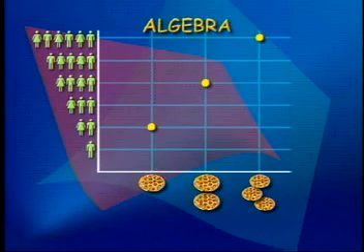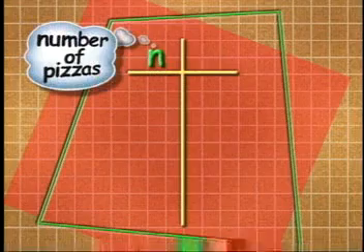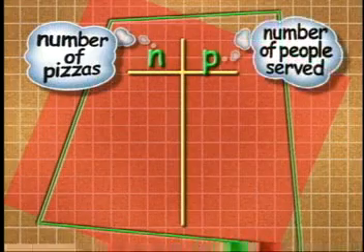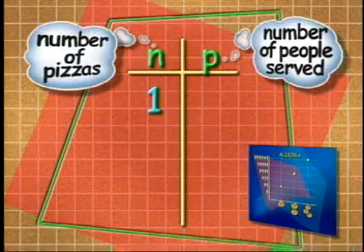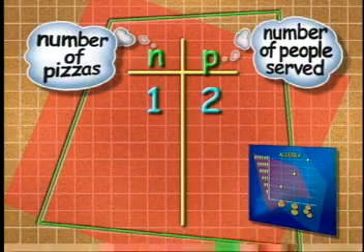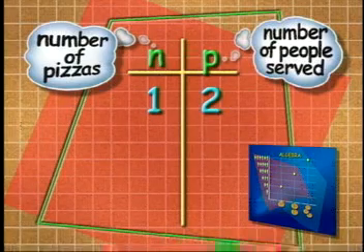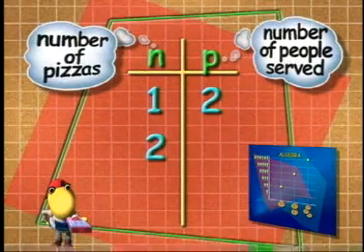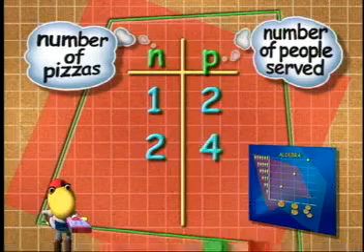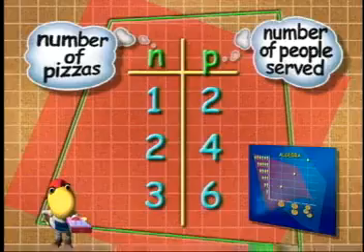Let's set up a table to show the relationship we see in the graph. Let's label our table like this. N equals the number of pizzas, and P equals the number of people served. According to our graph, 1 pizza serves 2 people. That means there are 2 servings in 1 pizza. For our purposes, this number of servings, 2, doesn't change. It's called a constant. How many people would be served if you have 2 pizzas? What about 3 pizzas? You should begin to see a pattern developing.